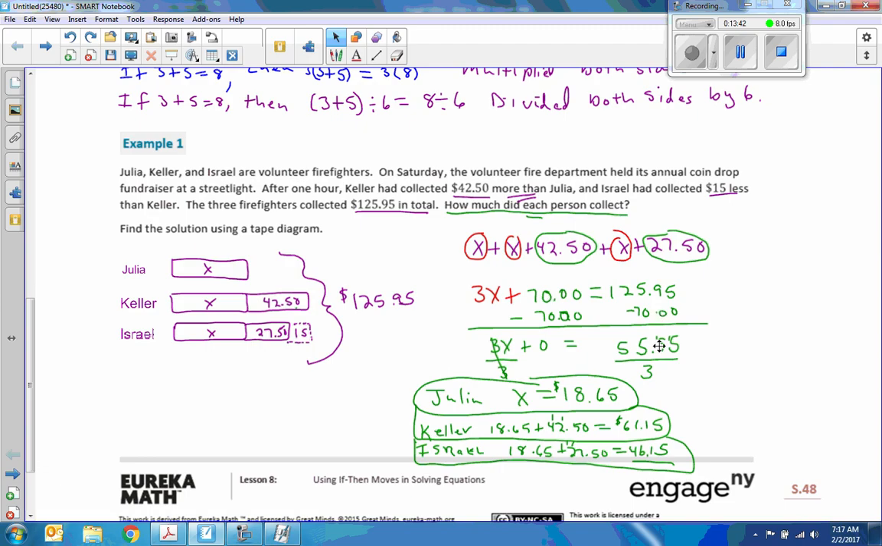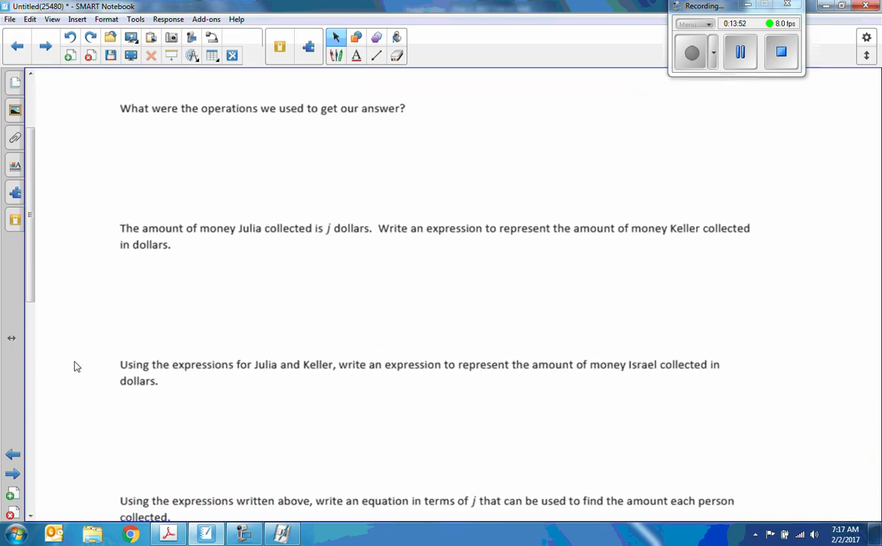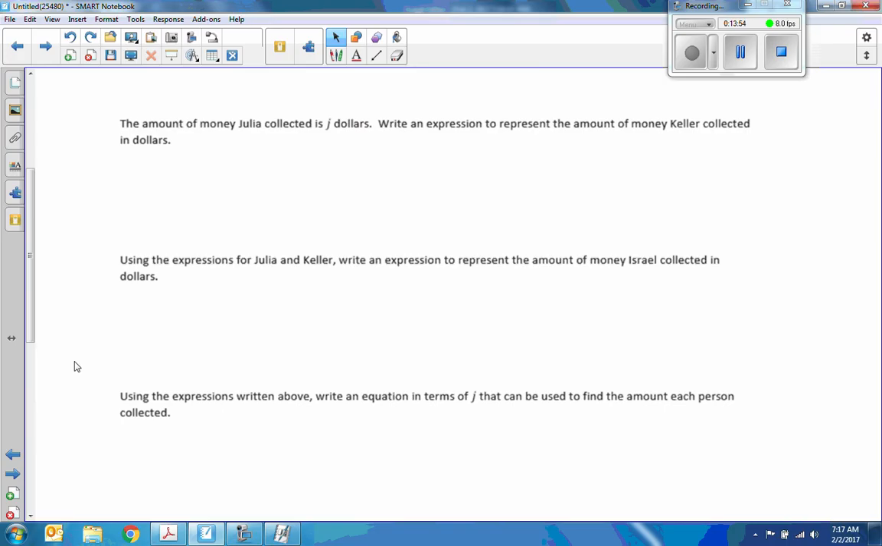So first, we subtracted 70 from both sides. And then we divided by 3 both sides. Okay? So we first subtracted by 70, then we divided by 3. I'm not going to take the time to write that.